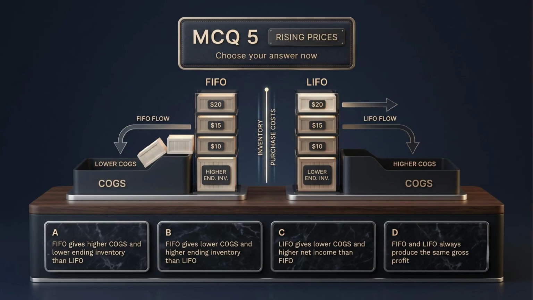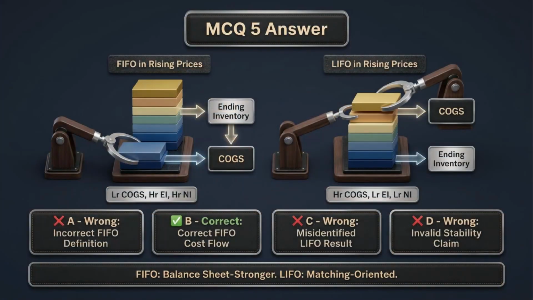A. FIFO gives higher COGS and lower ending inventory than LIFO. B. FIFO gives lower COGS and higher ending inventory than LIFO. C. LIFO gives lower COGS and higher net income than FIFO. D. FIFO and LIFO always produce the same gross profit. Think about which cost layer goes to expense first when prices rise. Choose your answer now. The correct answer is B.